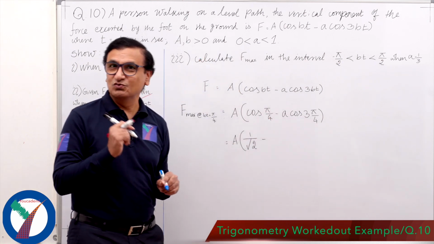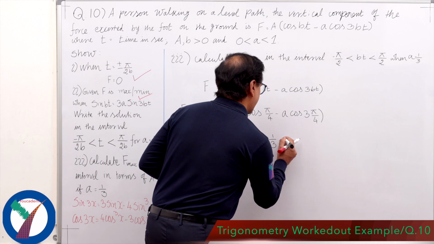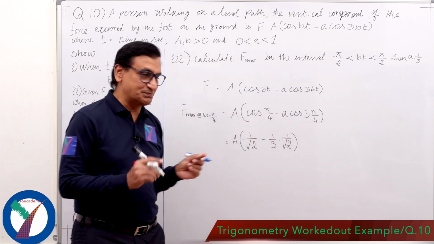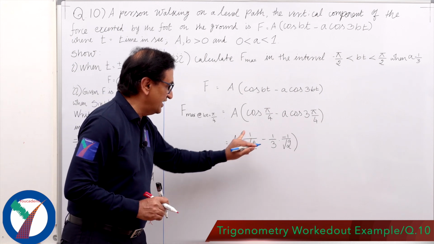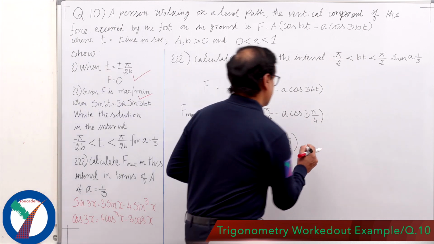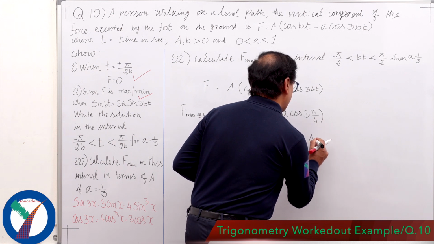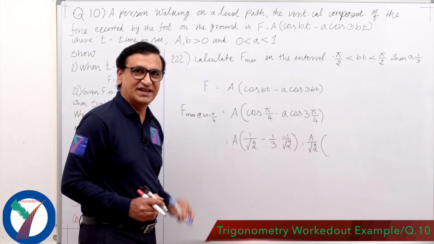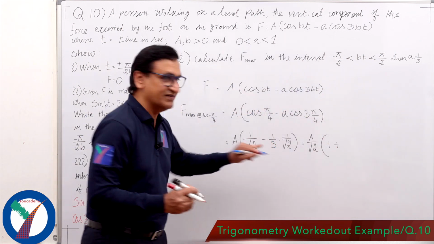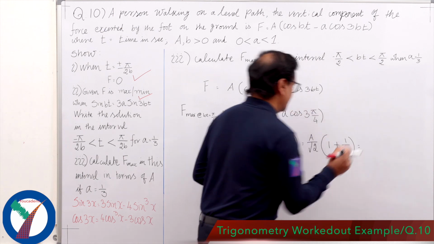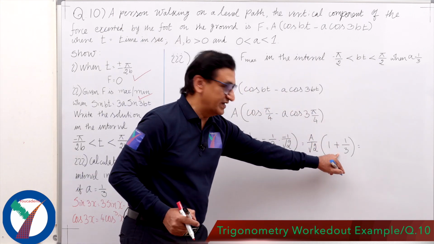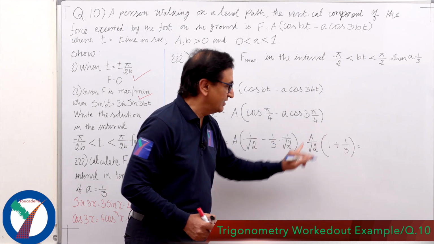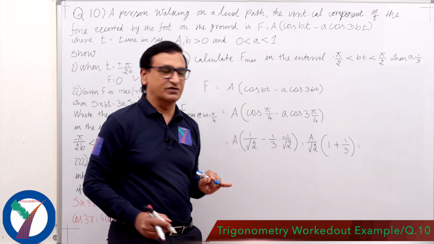And A is 1 divided by 3. Okay, let's simplify this. Minus of minus is plus, and I can factor out 1 divided by square root of 2, right? So, A divided by square root of 2, this is 1 plus 1 divided by 3. So, this will give me 3 common denominator, 3 plus 1, 4, 4 by 3. So, A multiplied by 4 by 3, and of course, we have square root of 2.